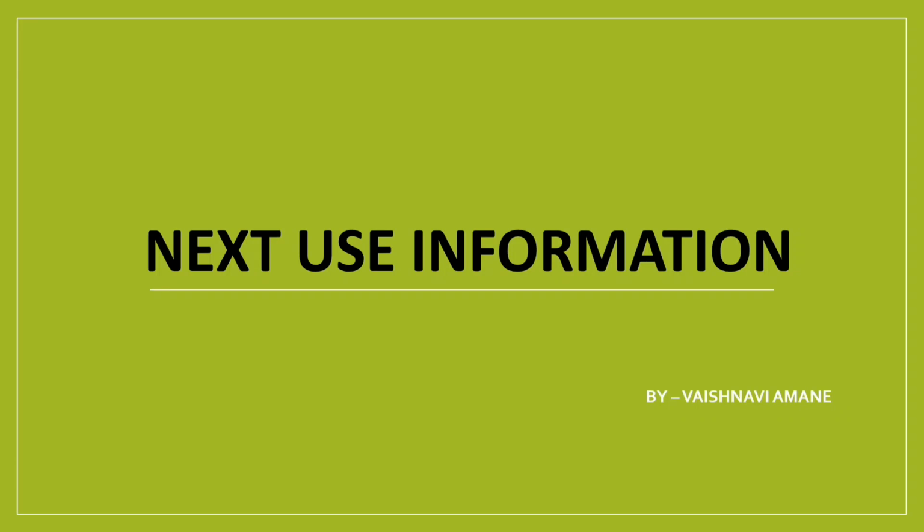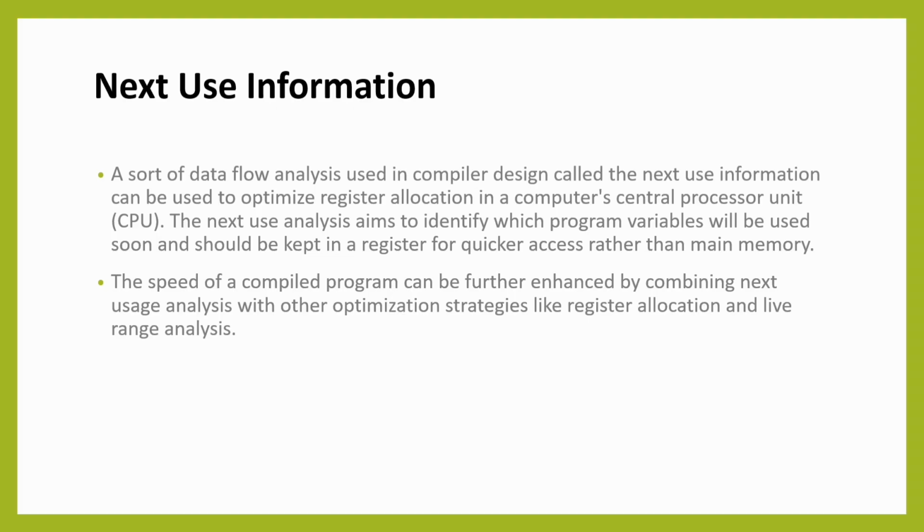I am here to present our compiler design. Let's now look at next use information in compiler design. Next use information is a sort of data flow analysis used in compiler design. It can be used to optimize register allocation in a computer's central processing unit, CPU.